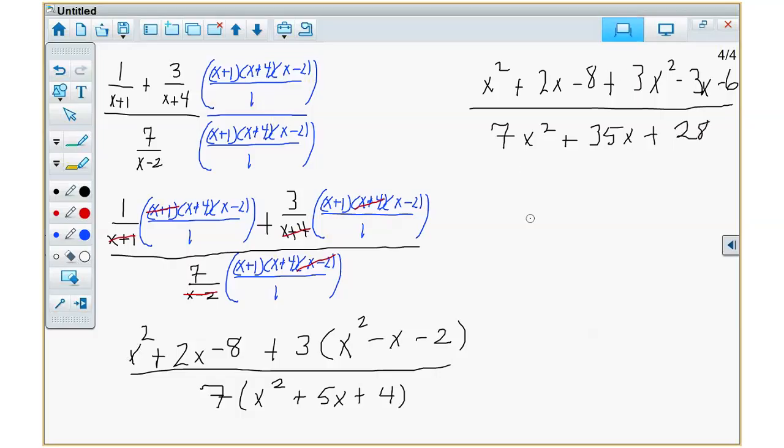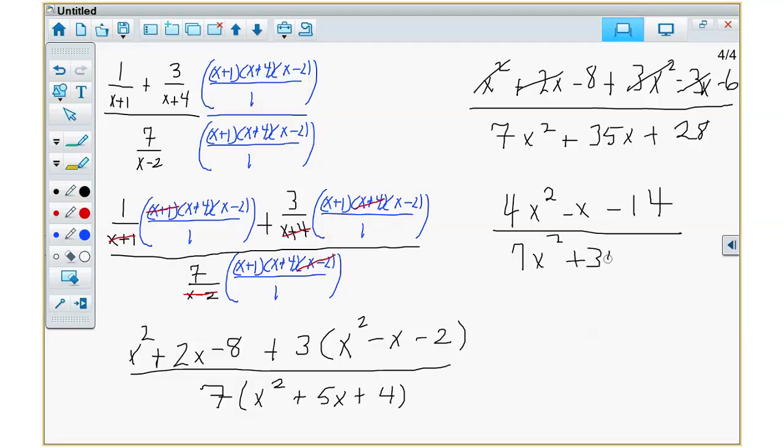And x squared plus 3x squared is 4x squared. 2x minus 3x is negative x. And negative 8 minus 6 is negative 14. Over 7x squared plus 35x plus 28.